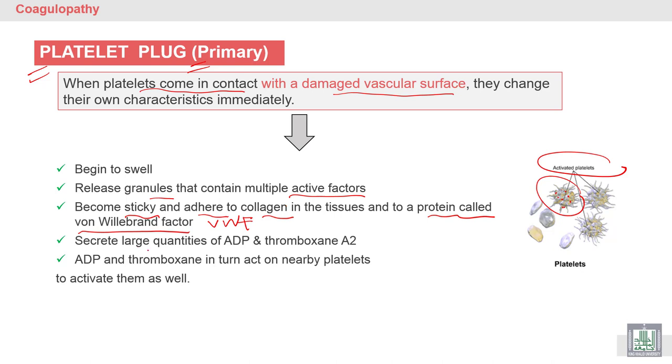Also, they secrete large quantities of ADP and thromboxane A2. ADP and thromboxane A2 will turn on the nearby platelets. So the release of thromboxane A2 from the activated platelet will act on nearby platelets to activate them as well. So all the platelets at the end will be activated platelets.